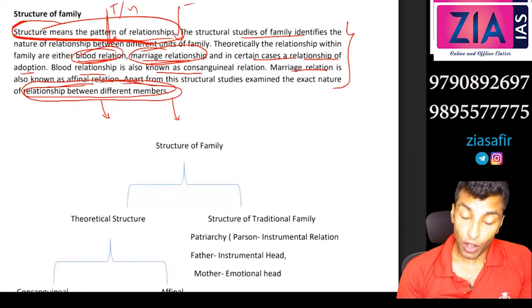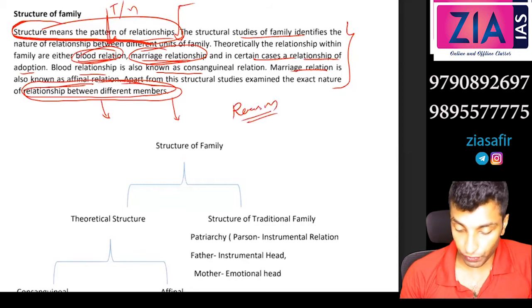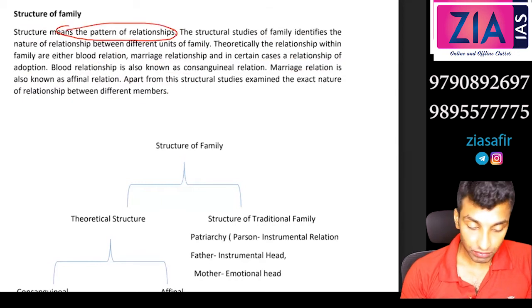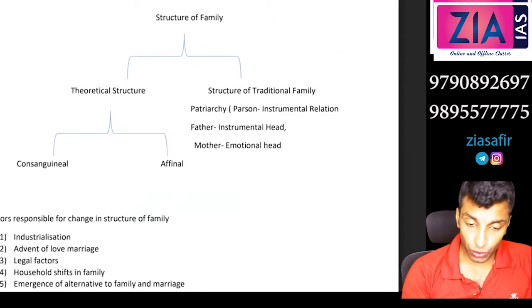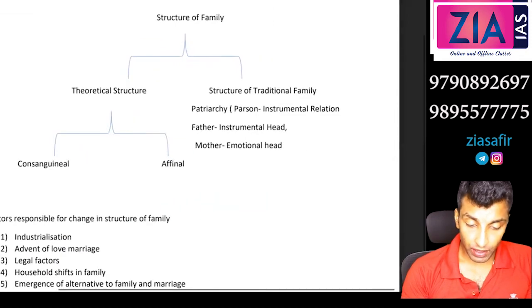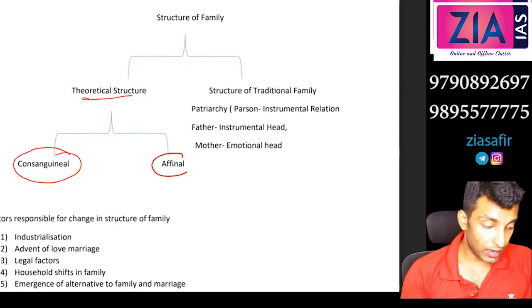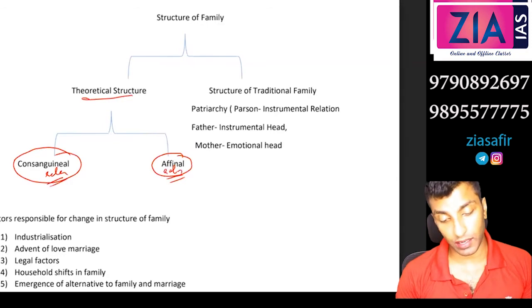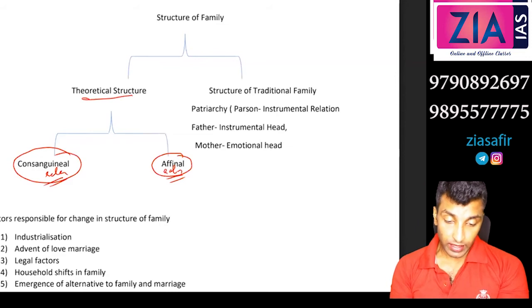What are the new changes? Also we need to write what are the reasons for the change in structure of family. Structure means pattern of relationship. So when we study structure of family theoretically, two dimensions are what we need to see here, because relations are either consanguineal or affinal. So here you can talk about consanguineal relation and affinal relation. Again, this is not there in the syllabus, but I have seen these questions before, that's why I have taken up this topic.